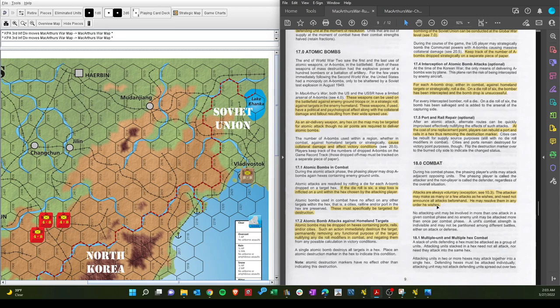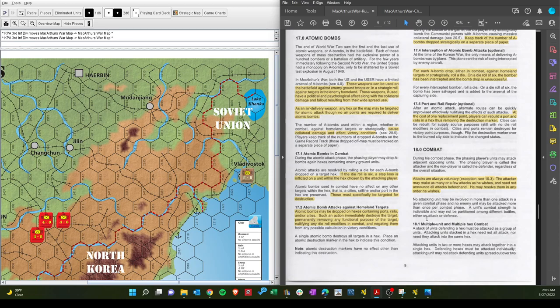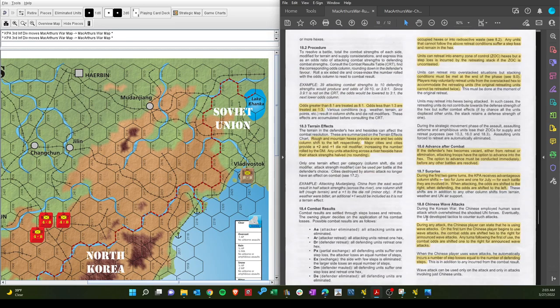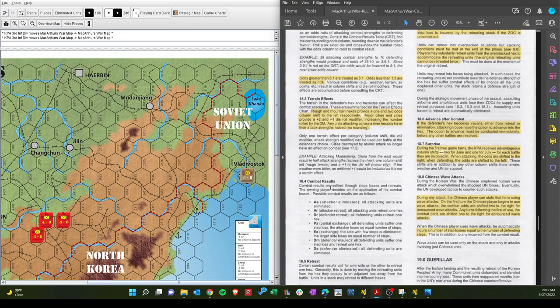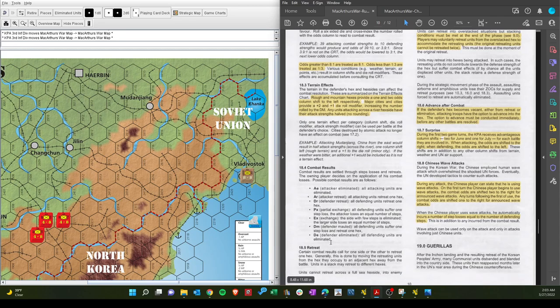And we get to combat here. Attacks are voluntary, not mandatory. You don't have to announce them beforehand. You can wait on the results. The standard stuff here: multi-unit, multi-hex, standard combat ratios, terrain effects. We did see them on the terrain effects chart. And then we come down to combat results.